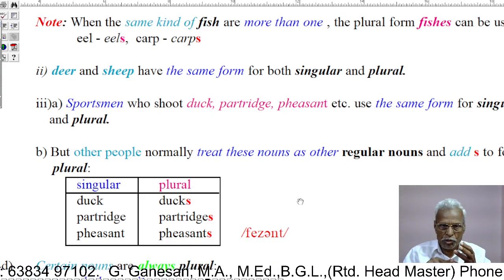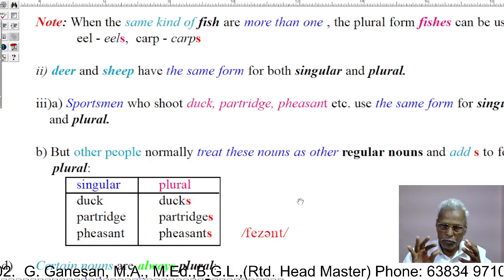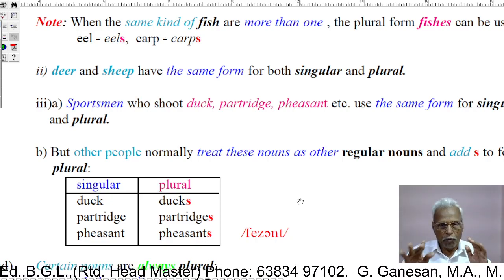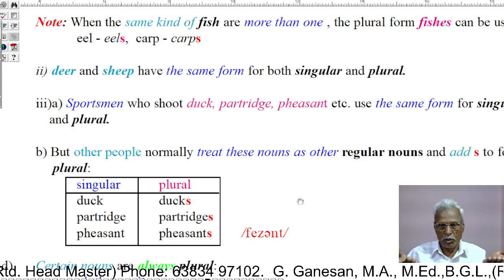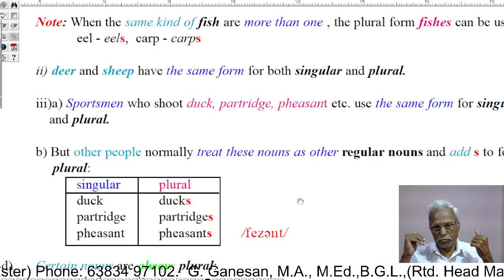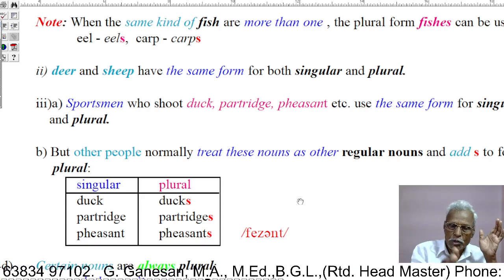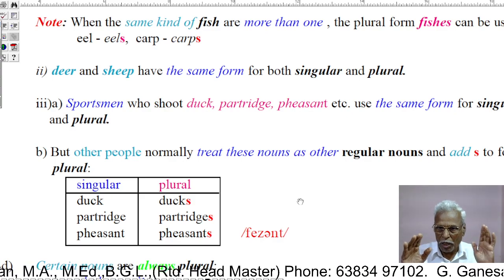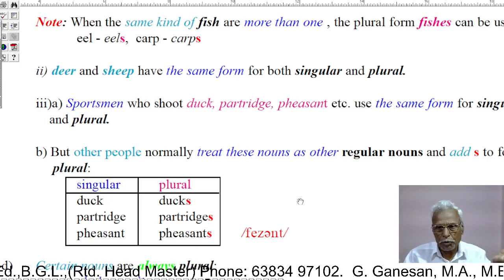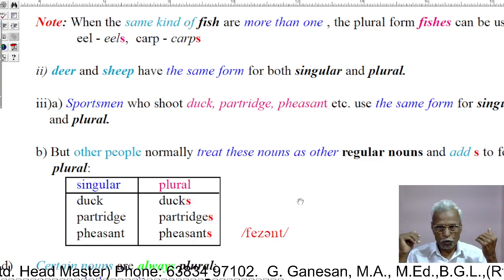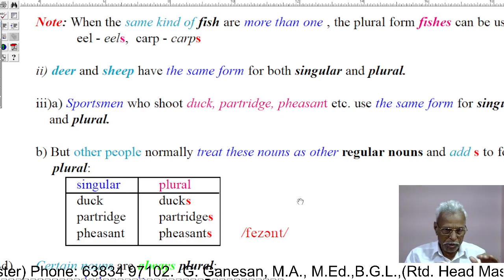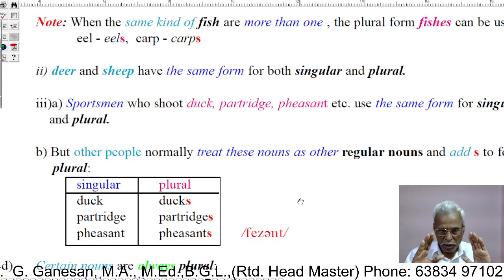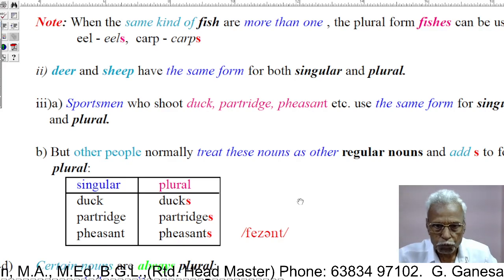Then sportsmen who shoot, the hunters, in that context use the same form for both singular and plural: duck, partridge, pheasant. But ordinary people who are not in that context normally treat these nouns as other regular nouns and add S to form the plural. So duck, ducks; partridge, partridges; pheasant, pheasants. Some have trouble pronouncing the word pheasant. A kind of bird.